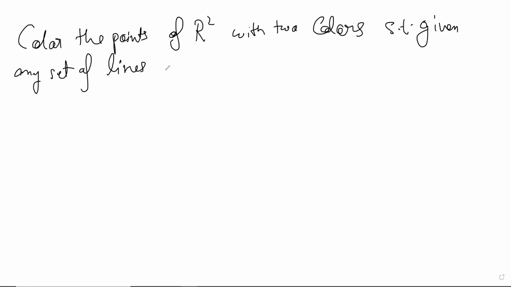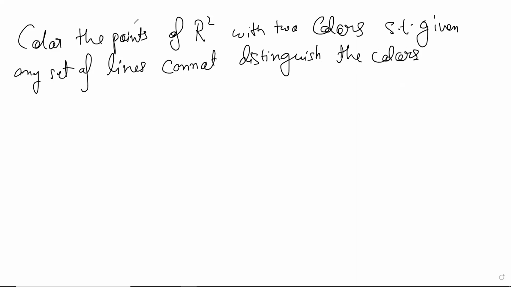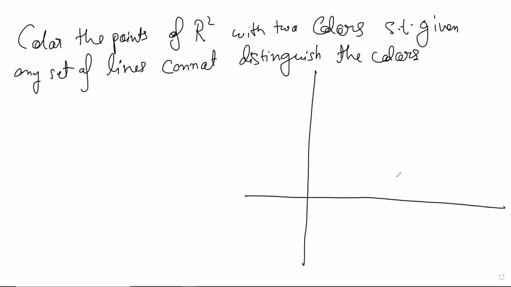So that any set of lines cannot distinguish the colors. Okay, now what do I mean by this? I mean that you have to first do the coloring, such that now you take any set of lines. So maybe take like this, and you take any set of lines.